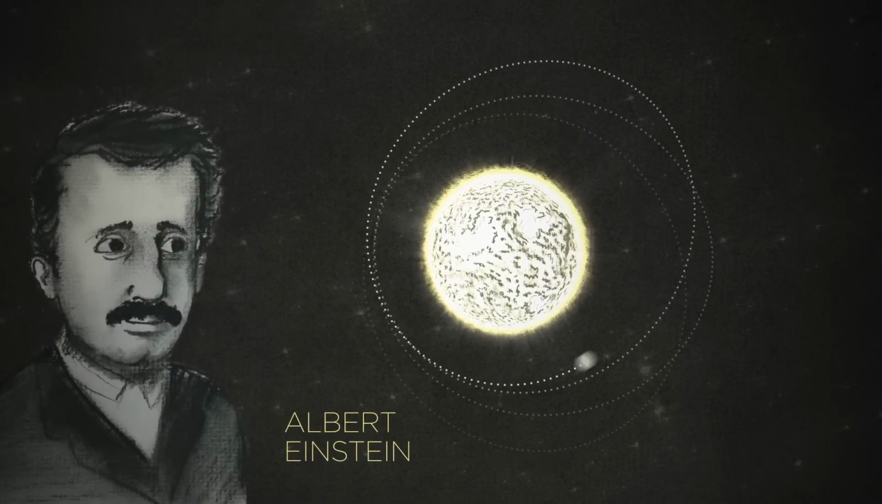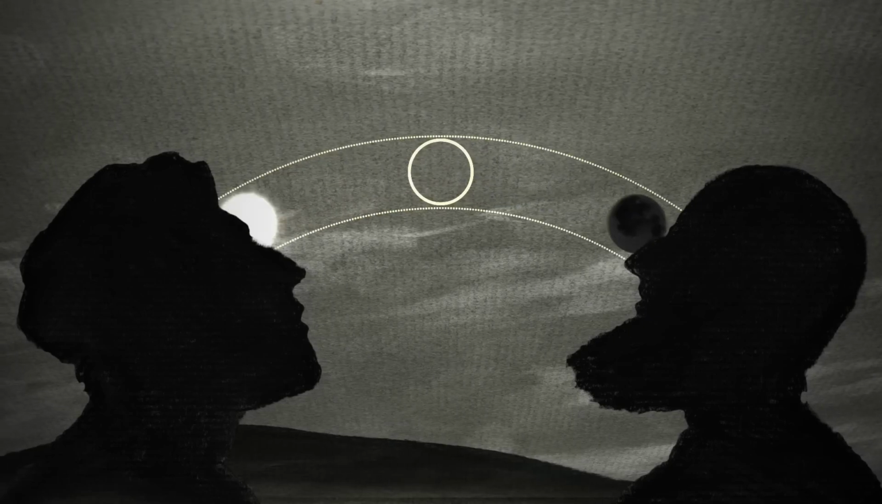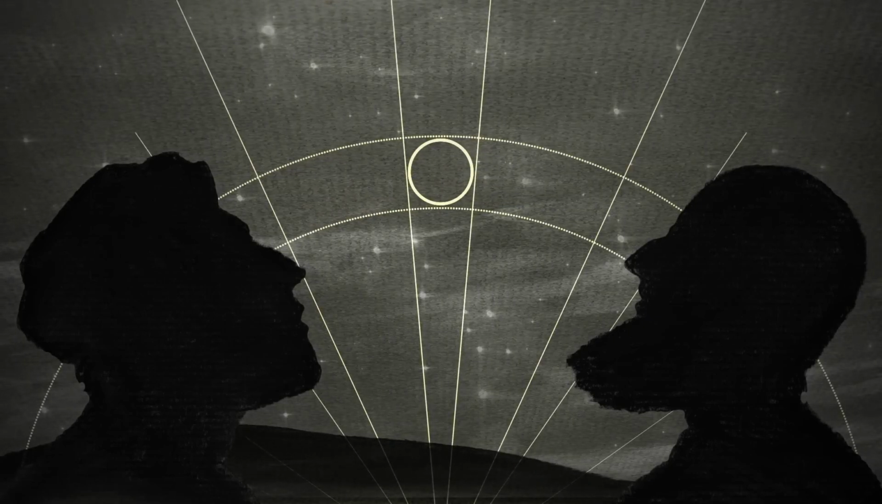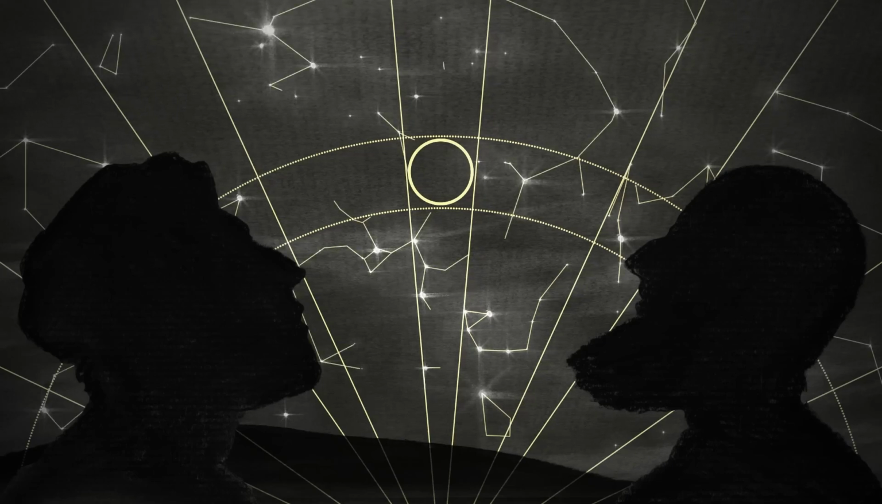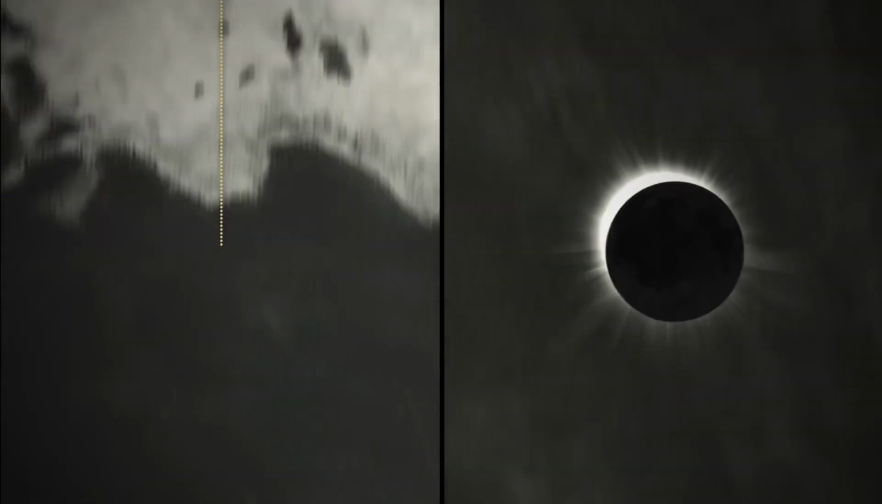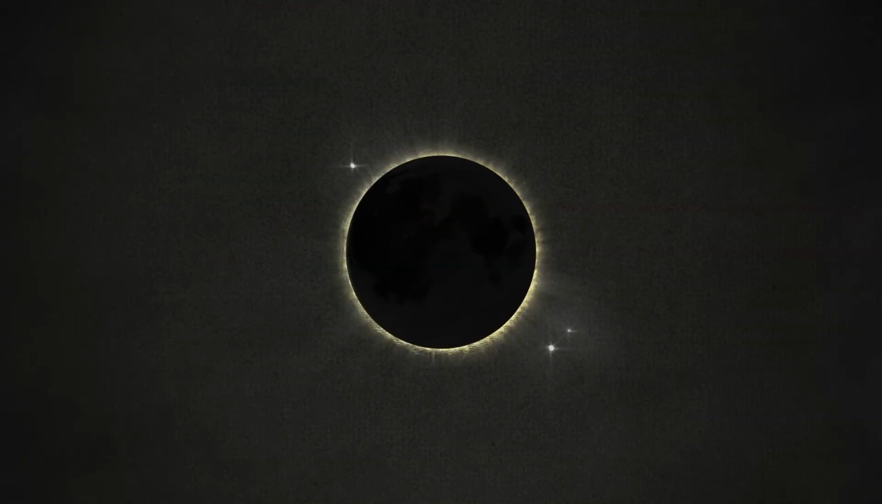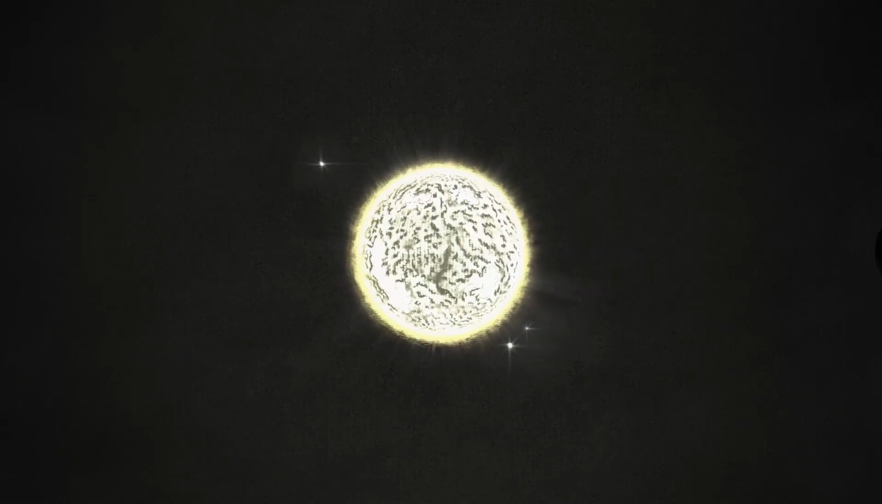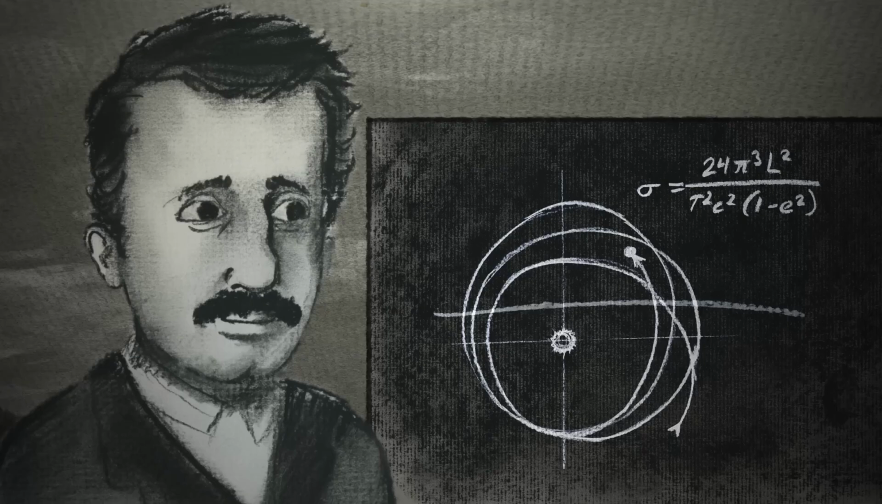Eddington believed that if Einstein was right, the sun's gravity would bend the light coming from stars, causing those stars to appear in slightly different positions than usual. To test this, he organized 2 teams and sent them to different locations around the world to observe a solar eclipse. The results were astounding. Eddington saw that the stars had indeed shifted their positions, just as Einstein's theory predicted. This confirmed that Einstein's theory of general relativity was correct.